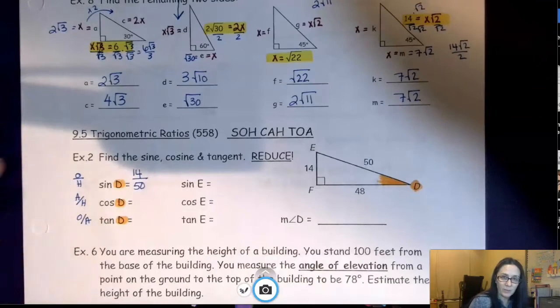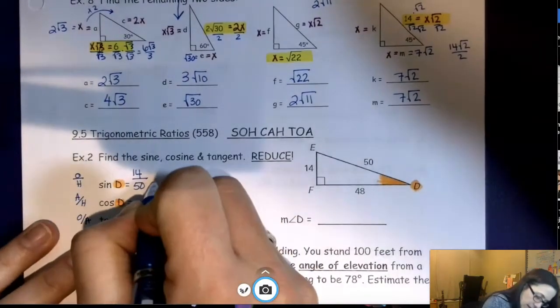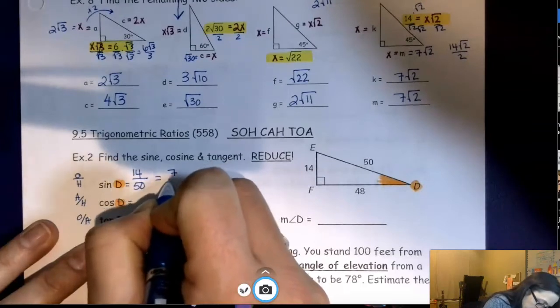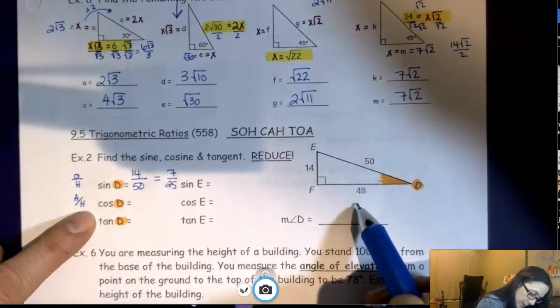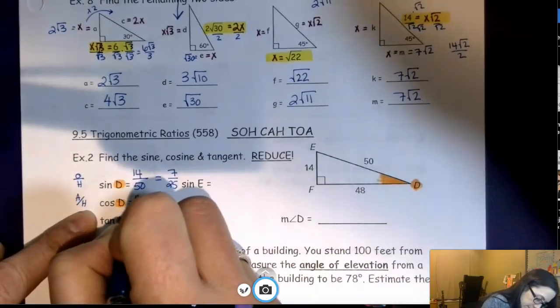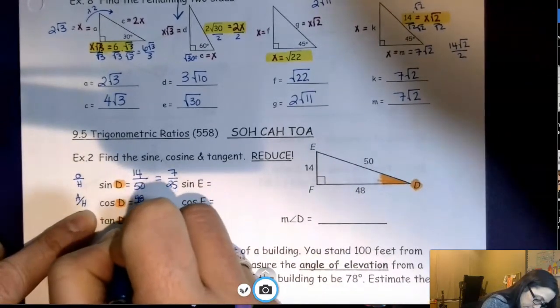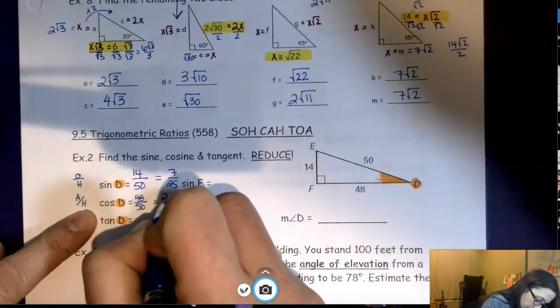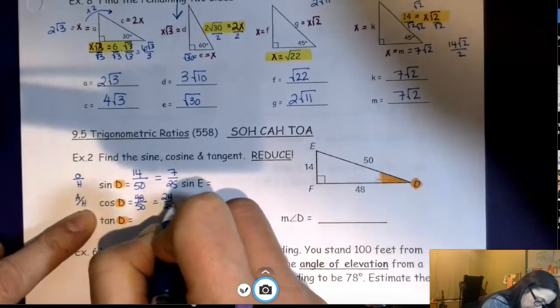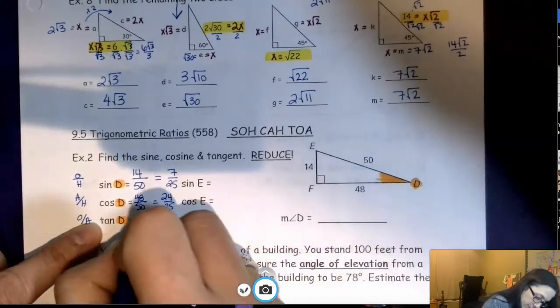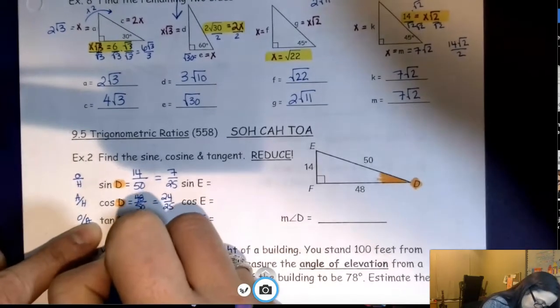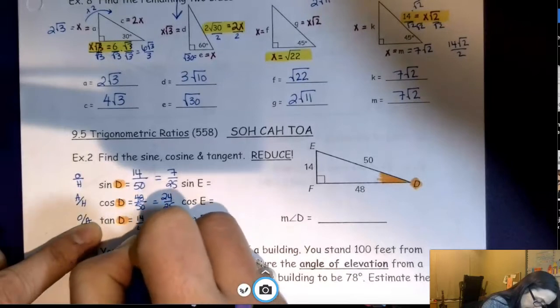I'm going to simplify as well. You could write just all the simplified answers if you want. If I divide by 2, I'm going to get 7 over 25. Cosine, adjacent, will be 48 over 50, which is 24 over 25. Tangent is going to be opposite over adjacent, 14 over 48, which will be 7 over 24.